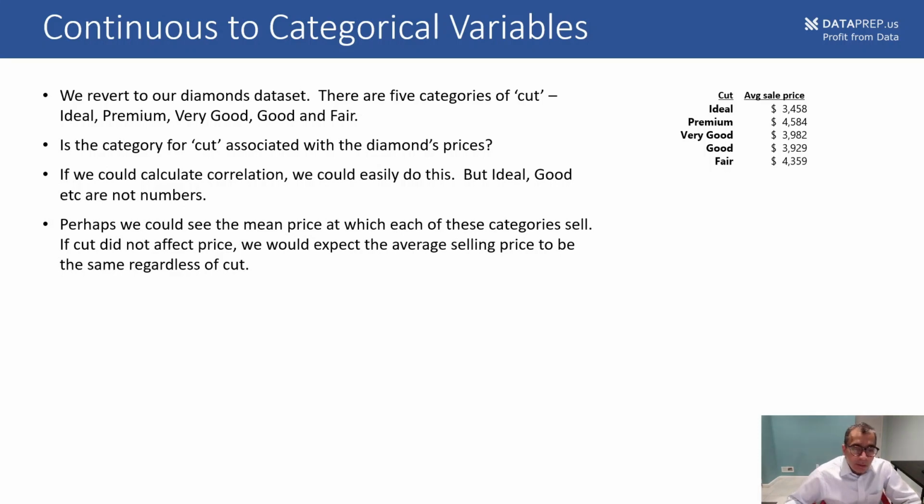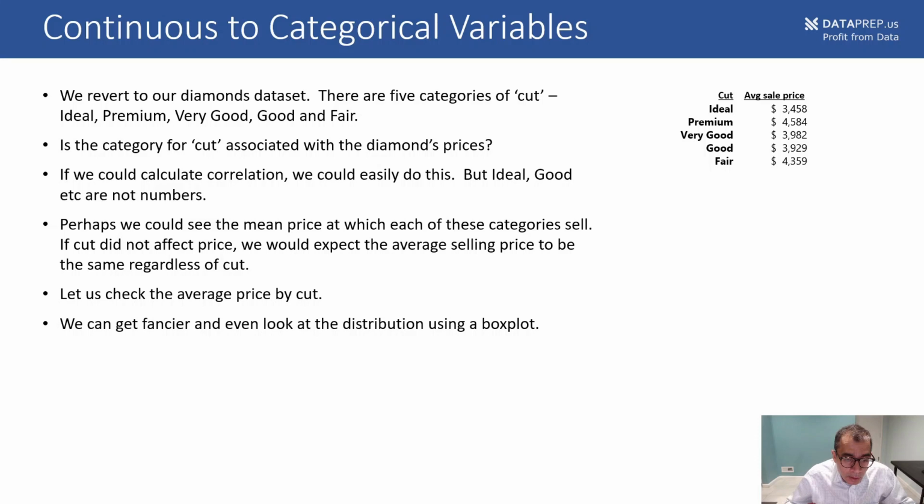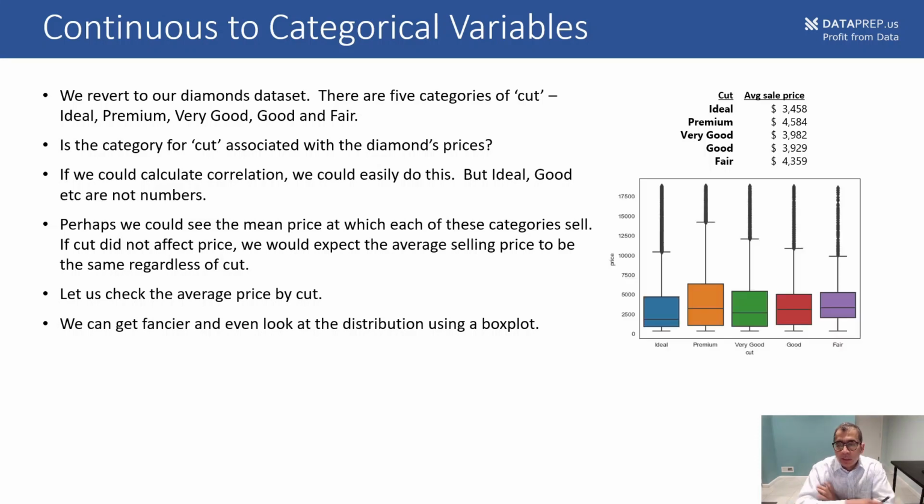We can calculate the average price at which each of these categories sell, which is there in the table. And we would expect the average prices to be the same if cut did not affect the selling price of the diamond. We can also calculate a box plot, which means that for every cut, we can see what the distribution of the data is like.